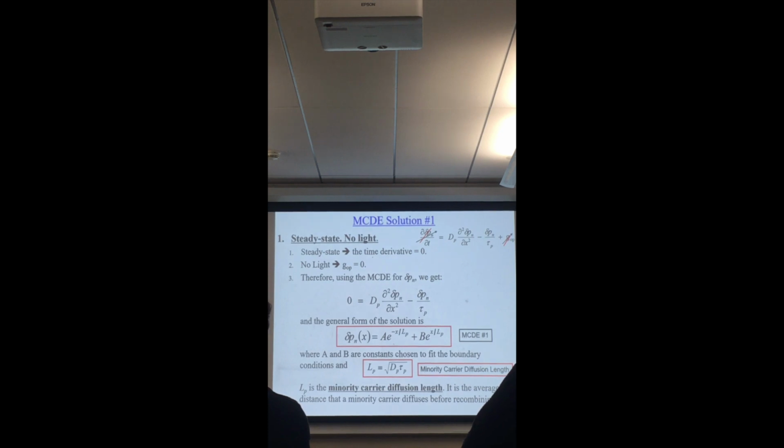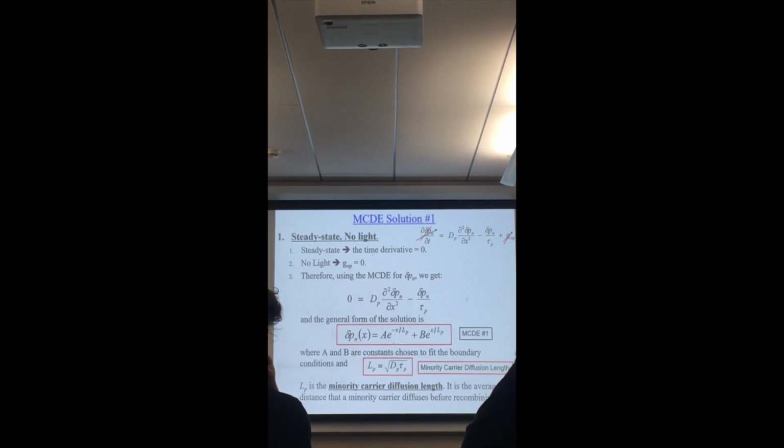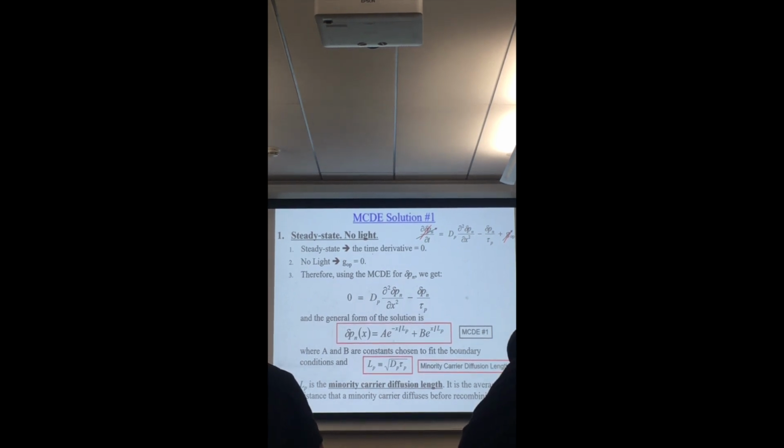You must still remember, we just introduced the Einstein relation, right? So D over mu equals kT over q. This is the relationship between the diffusion coefficient and the mobility. Here, this L sub p is the diffusion length. This is the average distance that a minority carrier diffuses before it recombines. I will show you some values for this diffusion length. Usually it's on the micrometer scale.